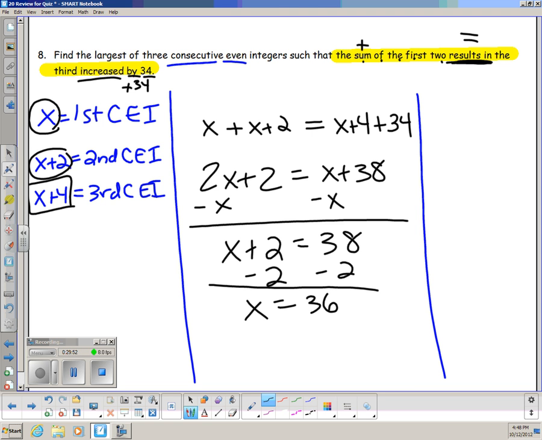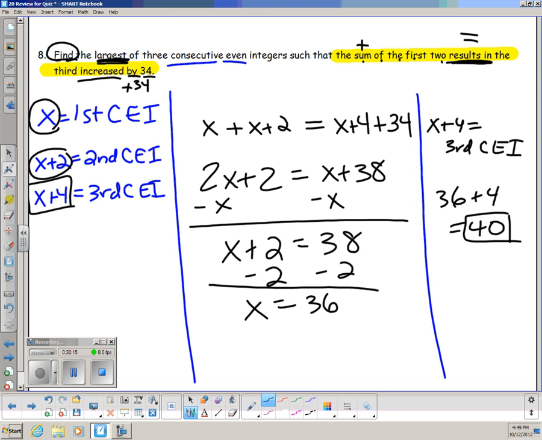I want to find the largest. The find actually comes here first. Find the largest of the consecutive integers, which would be the third consecutive even integer. So my x plus 4 is the third consecutive even integer. I'll take 36 and plug it in for x. So 36 plus 4 equals 40. That's my final answer.